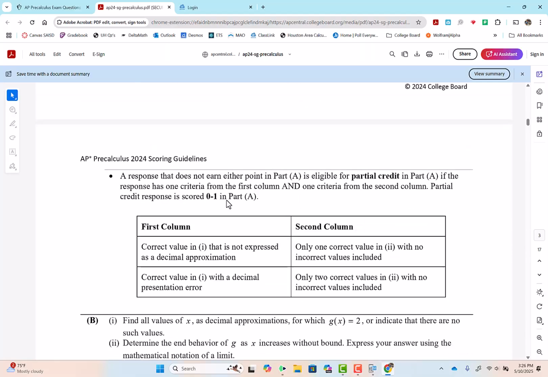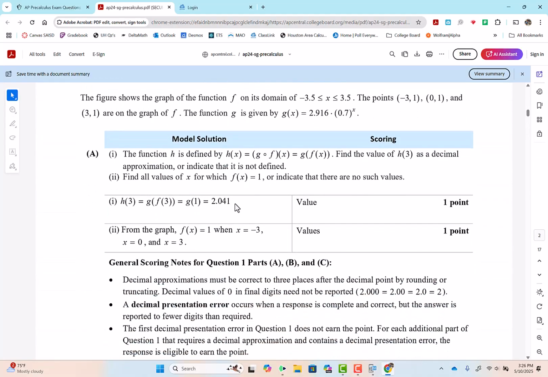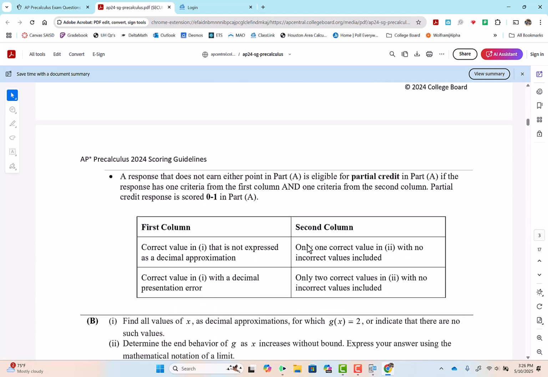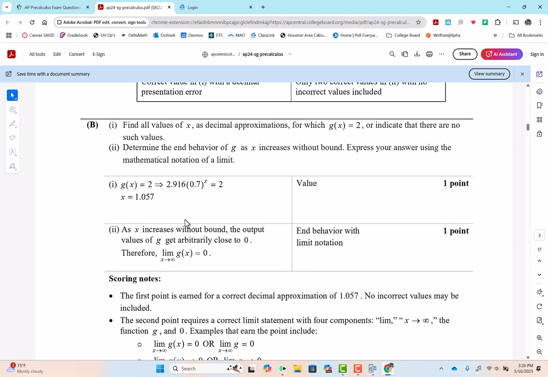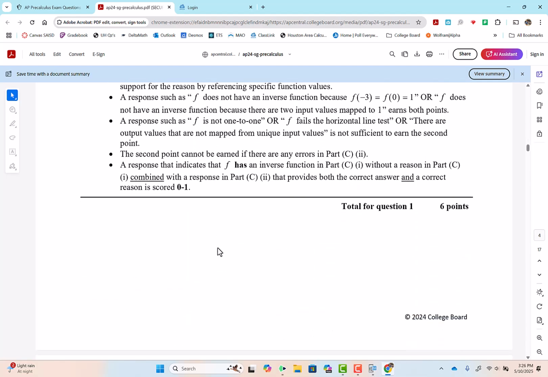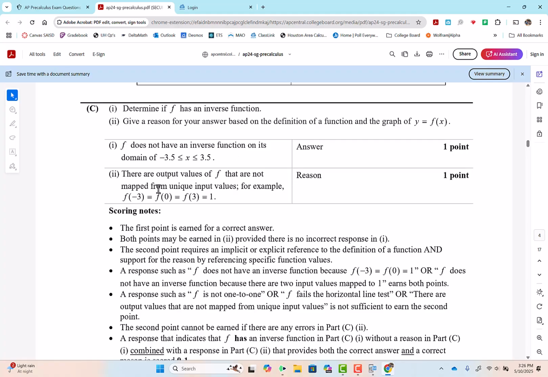So here's question 1. And we got all the points, but I just want you guys to see it. From the graph of f, when this function is 1, x is -3, 0, and 3. We got that, so we got those points. Every free response question is worth 6 points, guys. There it is. We got all of them. And here it is. So f does not have an inverse function. That's the point. There are output values of f that are not mapped from unique input values. So yeah, I think maybe they made it sound better.